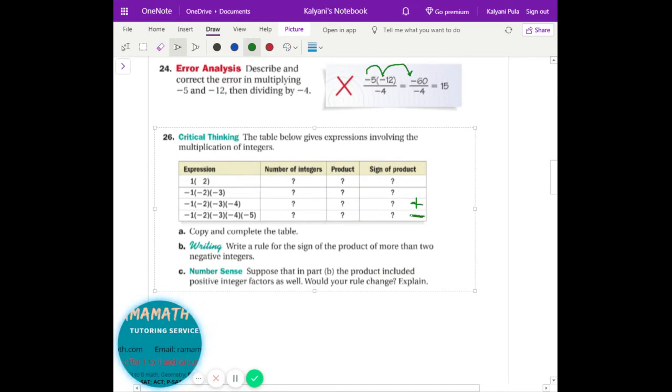It's okay. Write a rule for the product of more than 2 negative integers. Okay. So what do you think when you have more than 2 integers? What do you observe from this one?